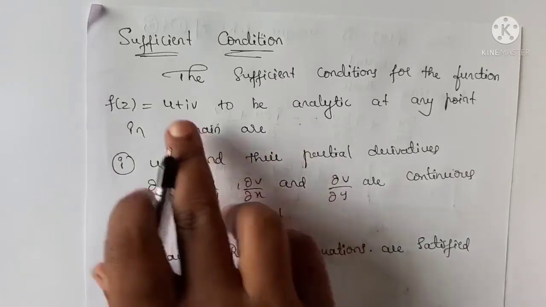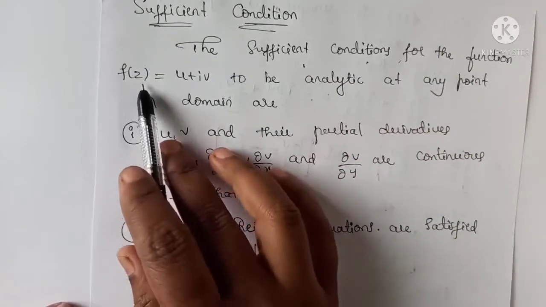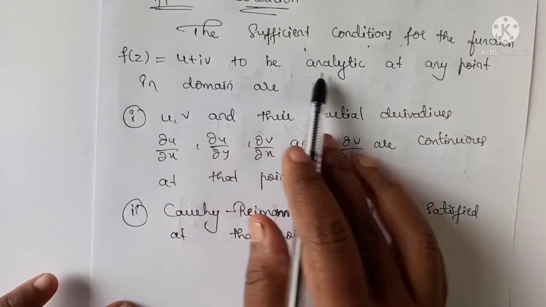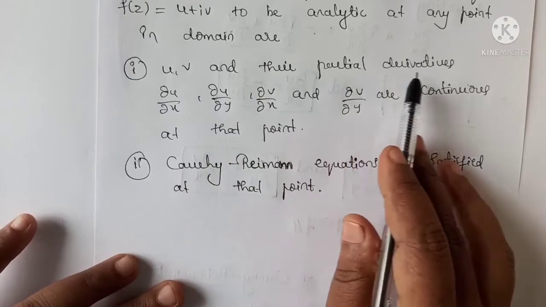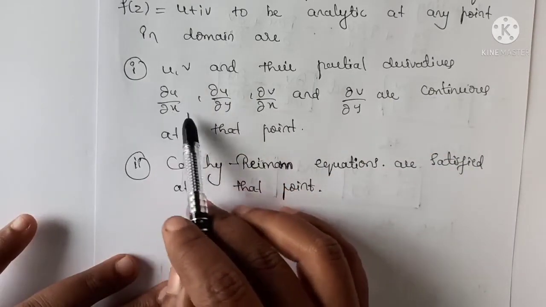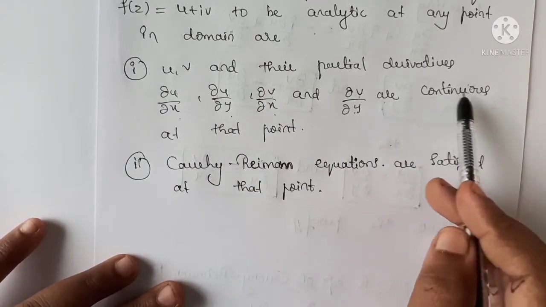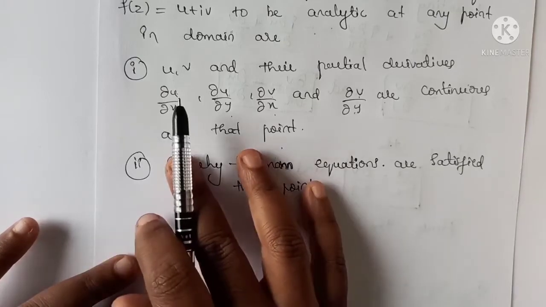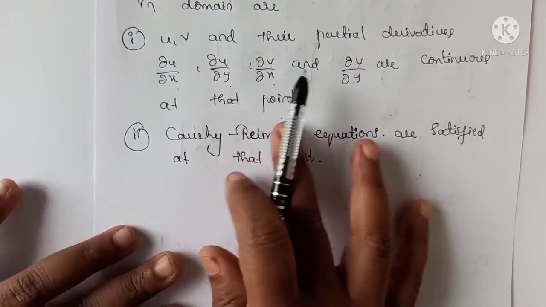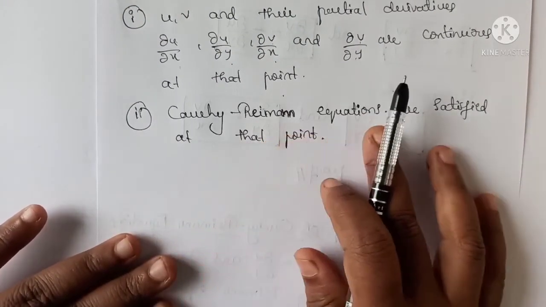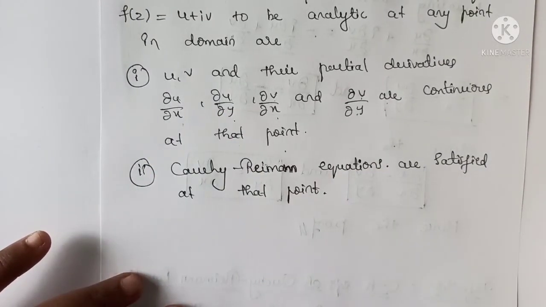Here we have the sufficient condition, so we just take the statements. The sufficient condition for the function f of z equals u plus iv to be analytic at any point in domain R: the first one is that u and v and their partial derivatives, dou u by dou x, dou u by dou y, dou v by dou x and dou v by dou y, are continuous at that point. The second one is that the Cauchy-Riemann equations are satisfied at that point. Then only we can say that the given function is analytic.